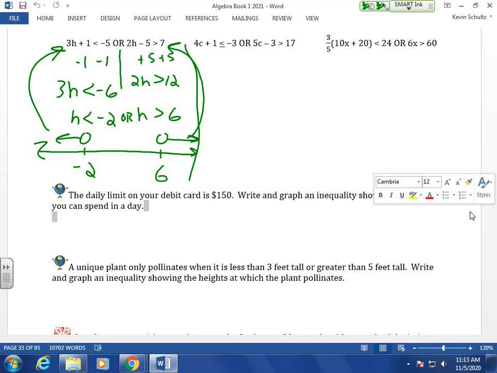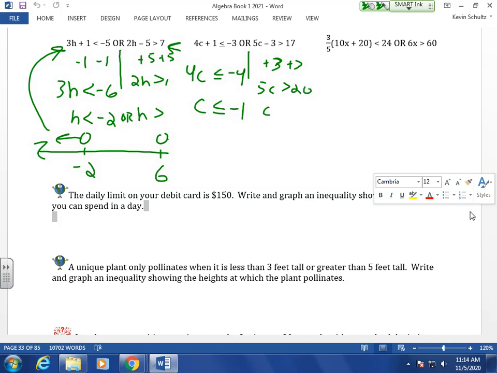Okay, next one. Same situation. We're going to solve each one separately. So we've got subtract 1 from both sides, and that gives us 4c is less than or equal to -4. Divide by 4, c is less than or equal to -1. And then on the right side, add 3 to both sides. We get 5c is greater than 20. Divided by 5, c is greater than 4. So those are the two inequality solutions you should have. Graphing them, we have an open circle at 4 going to the right, a closed circle at -1 going to the left.